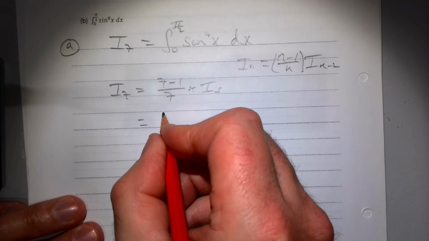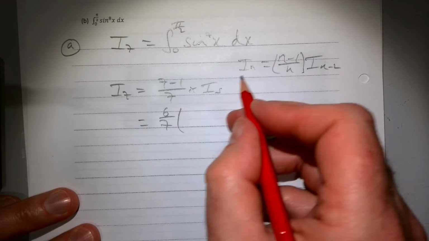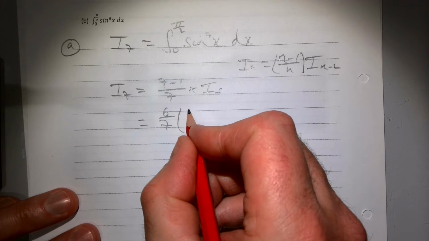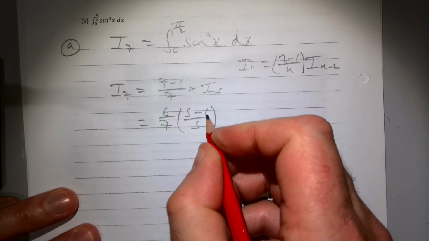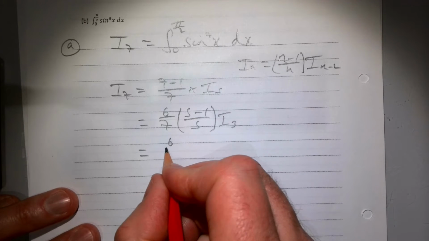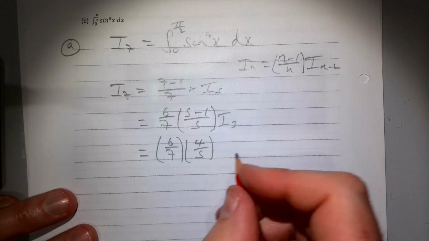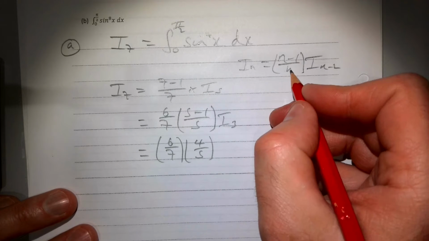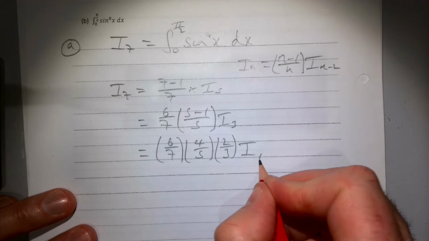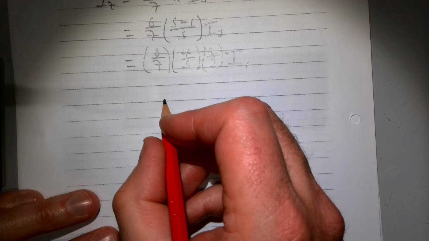So how do we tidy that up? That's going to be 6 over 7 times I5. I5, of course, then is going to be 5 take away 1 over 5 times I3. So starting to tidy up a bit more, 6 over 7 times 4 over 5. Our I3 then is going to be 3 take away 1, which is 2 over 3, times I1. So let's calculate I1 because it should be very straightforward.